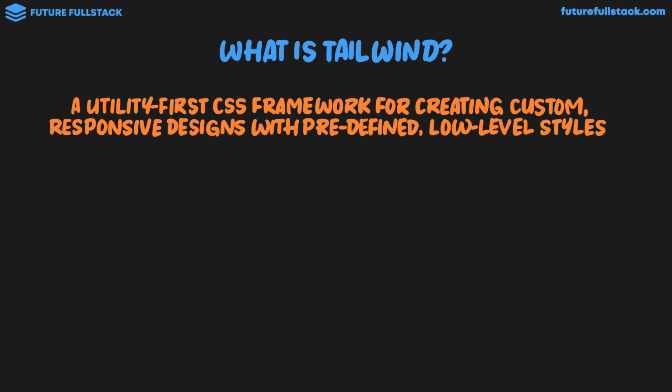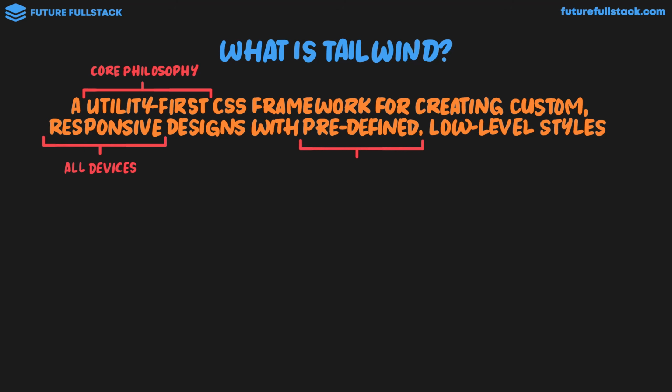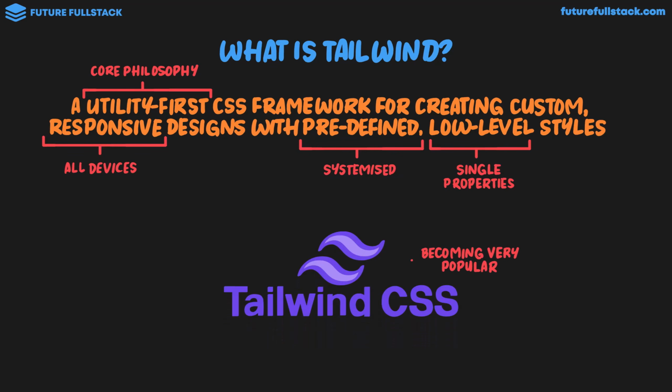So let's look at some keywords here. Utility first is the core philosophy of Tailwind, where utilities form the foundation of the framework. Responsive refers to the framework being inbuilt to handle all devices. The word predefined means that the special classes we use are systemized, and we're going to see how this works soon. Finally, the word low level means that our utility classes are just single properties, so things like color, font size, or margin. Tailwind CSS is becoming very popular, and for good reason. It's an incredibly powerful and versatile framework.